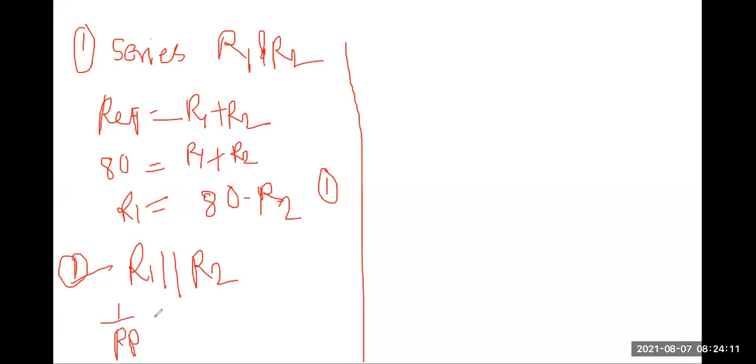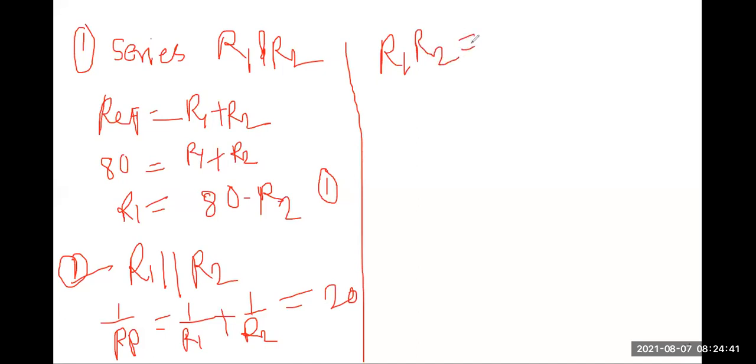1 upon Rp is equal to 1 upon R1 plus 1 upon R2, and that is 1 upon 20 ohm. Getting it? Yes or no? It's only the given things I have written here; nothing I changed. Then what will we do? When we add, we get R1 into R2 is equal to 20, means 1 upon 20 is here, correct? So due to that reason we arrange it: 20 multiplied by R1 plus R2.